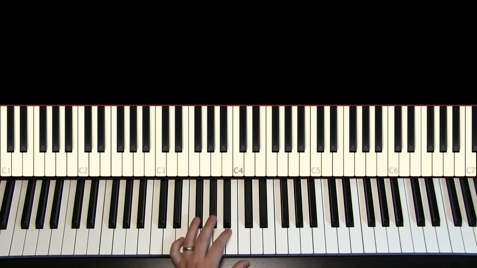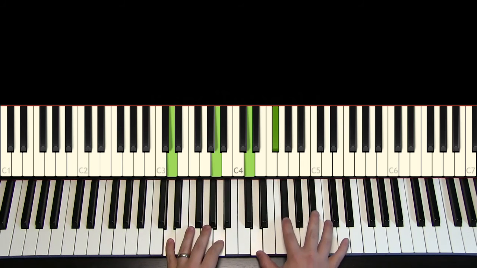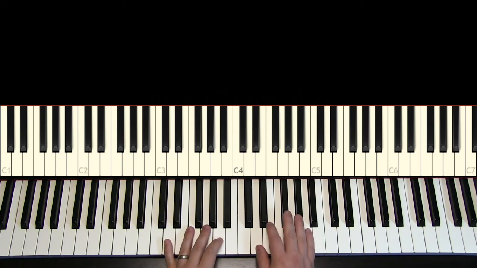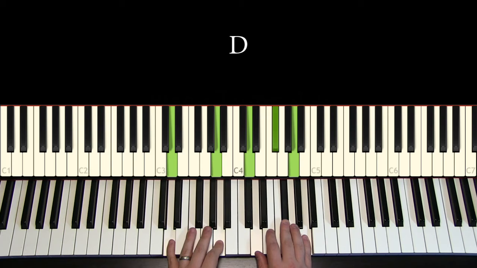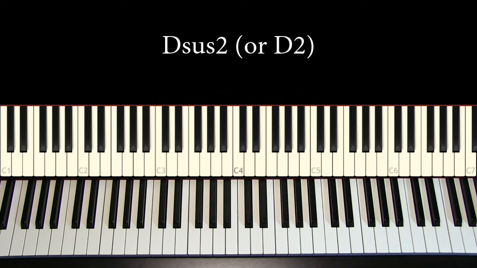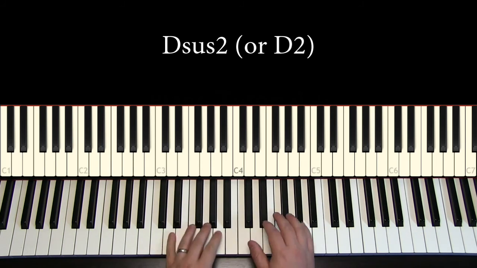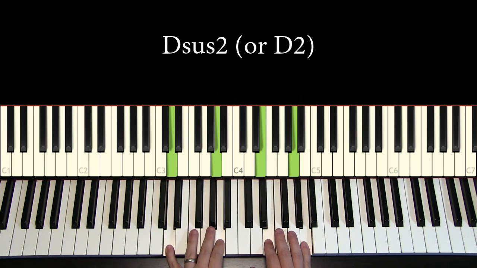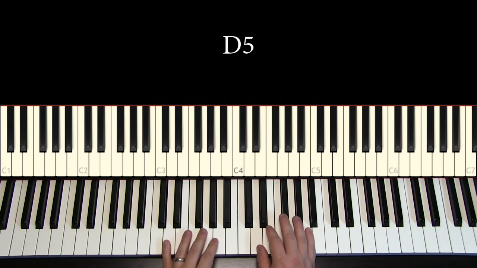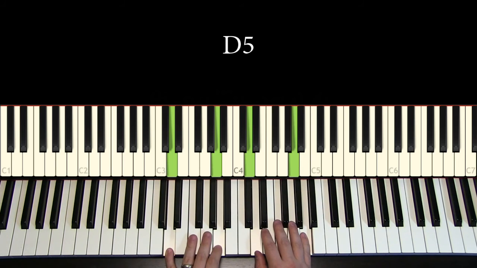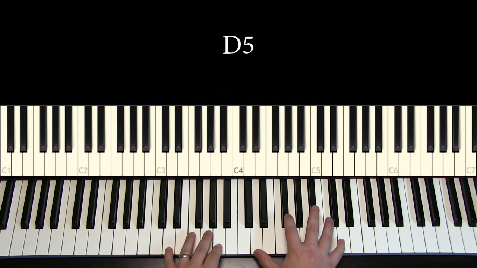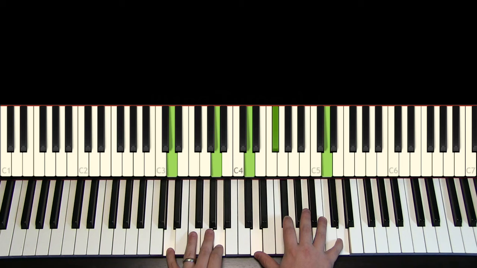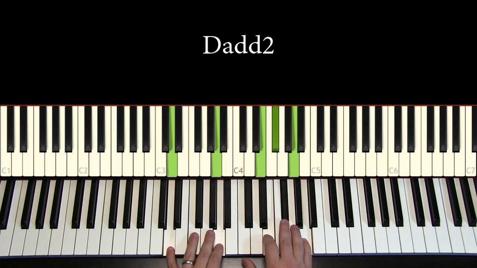If I'm in the key of D, if I'm going to play a D chord, why don't you go ahead and try it? Make it a D sus2. A D sus2 would be like this. You could also play a D5 or a D no 3, which would just be open like this. If I'm in the key of D, I could also make it an added 2 chord. Let's make a D add 2.